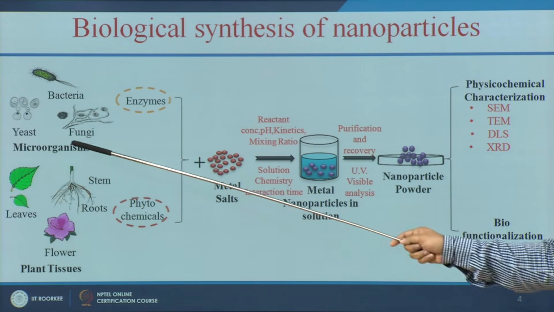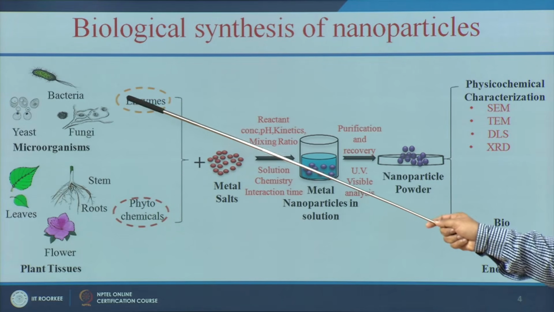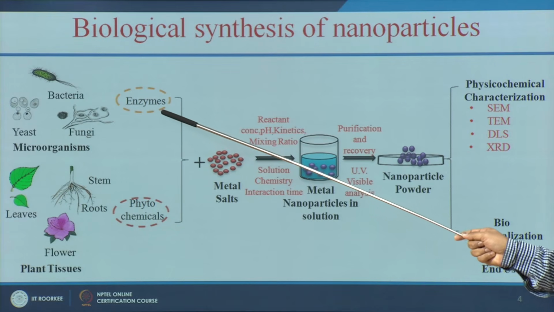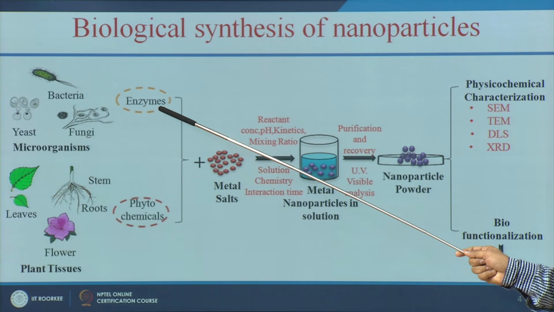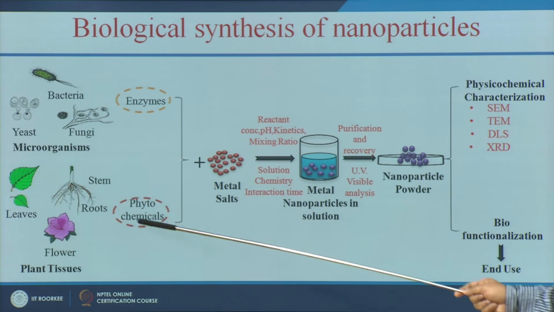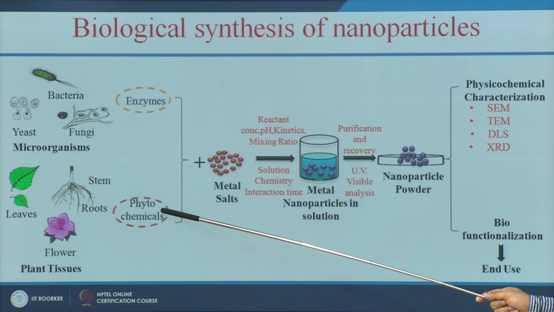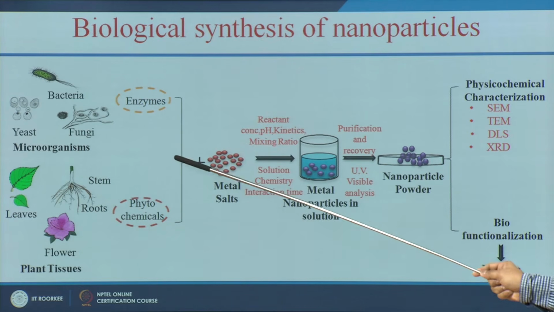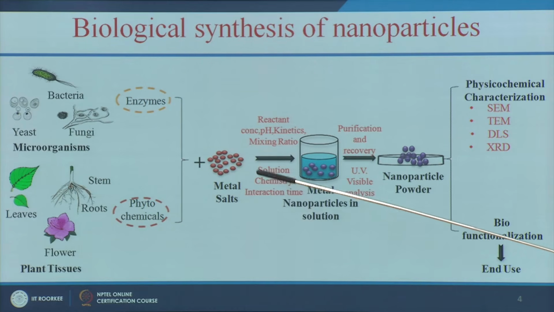So here we are going to use either microorganisms or plant tissues, and the enzymes present in the microorganisms will act like a reducing agent as well as a stabilizing agent or capping agent. Similarly, the phytochemicals act like a reducing agent and also as a capping agent for your nanoparticles. So when you mix bacteria or any microorganism with the metal salt, the enzymes will convert these metal salts into metal nanoparticles.